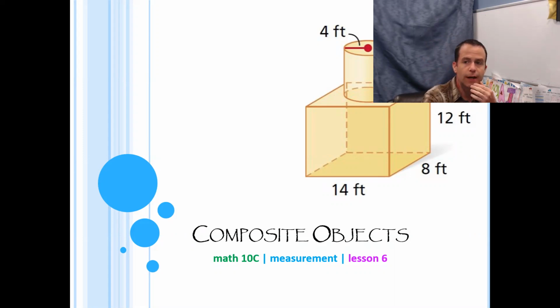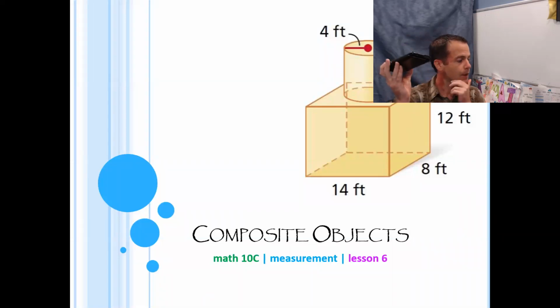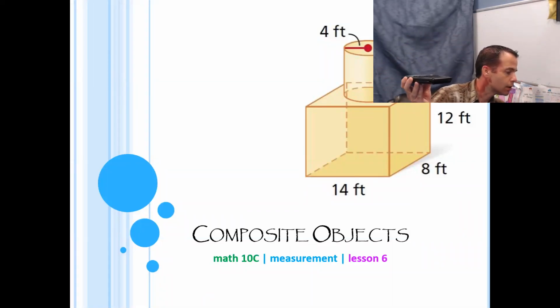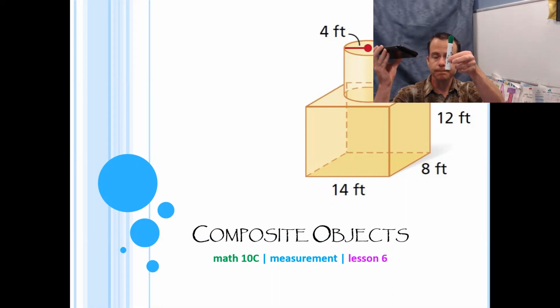So here I have a calculator, and let's call this calculator a, what would it be? Well, it would be a rectangular prism, right? I have a rectangular base, two rectangular bases connected by rectangles. So that would be a rectangular prism. Now, let's call this whiteboard marker a cylinder, okay? Just humor me for a second.